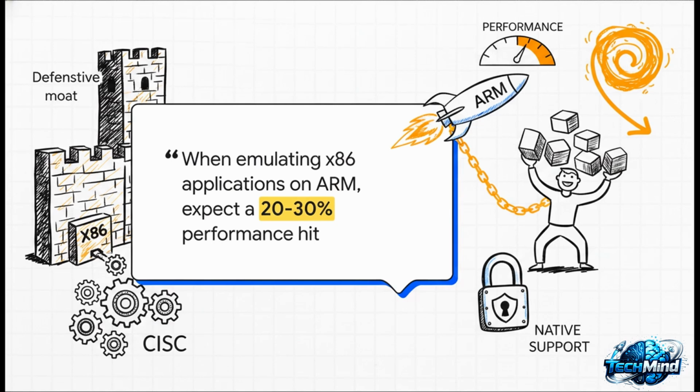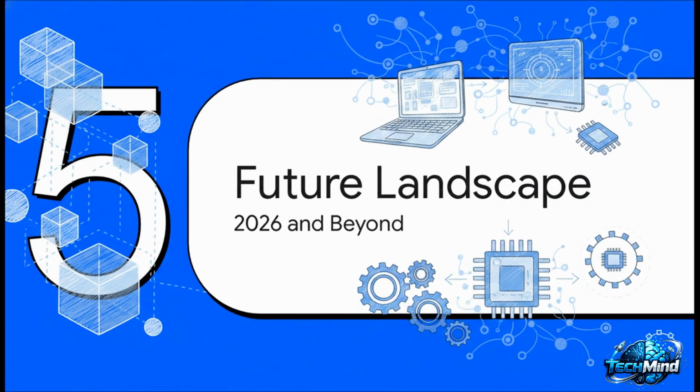For performance-sensitive applications, native support is absolutely critical, which means a lot of big businesses simply cannot afford to leave x86 behind right now. All right, Section 5. The Future Computing Landscape, 2026 and beyond.